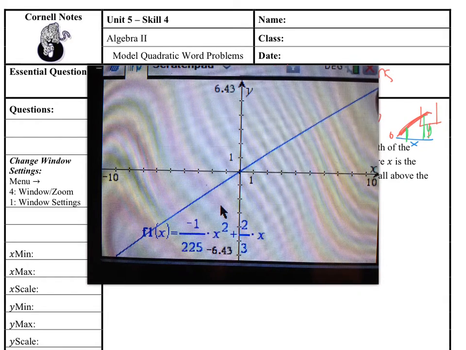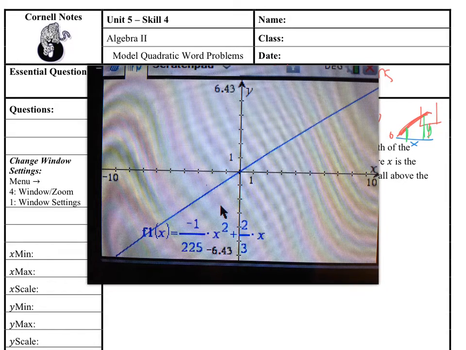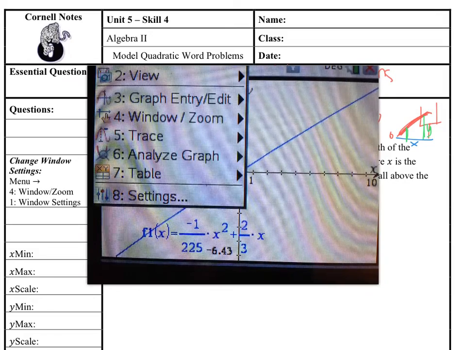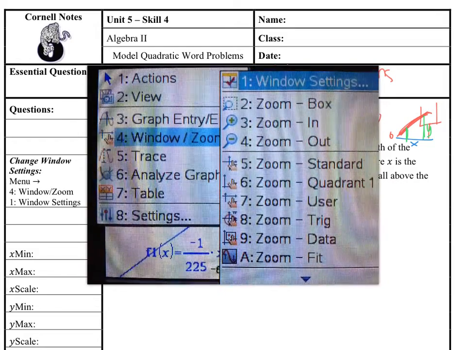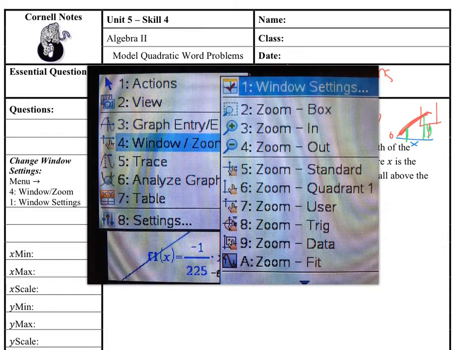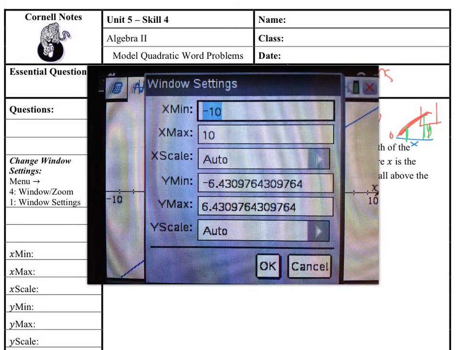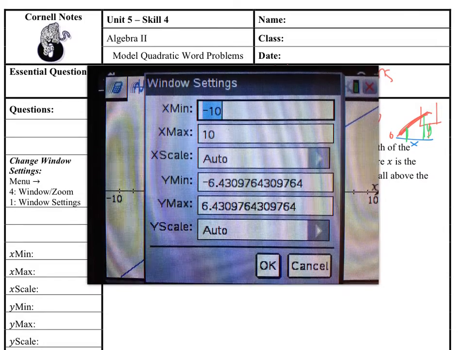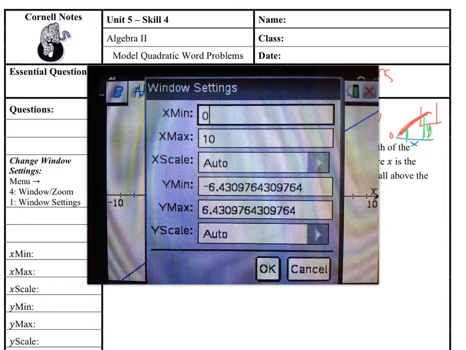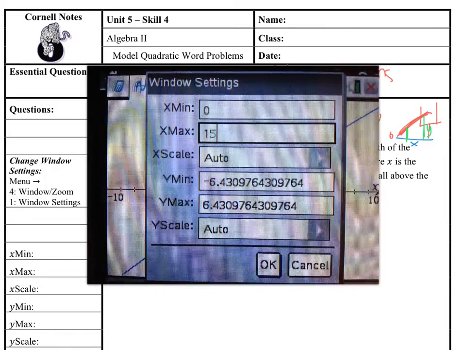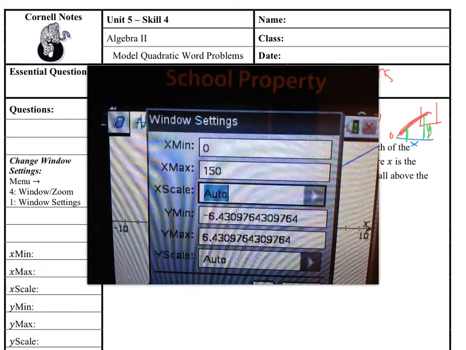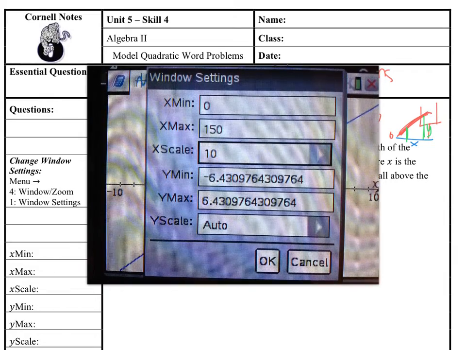and it looks like it's a straight line, but if I zoom out, so let's change our window settings to be the same as one another. So I'm going to hit menu 4, and then I want to do my own window settings. I don't want to just zoom out. I just want to find my own settings. I know that I don't care about the ball if it's a negative distance, meaning the ball's going behind me. So my min is going to be 0 for the x. My max, maybe say we kick it 150 feet horizontally. The scale, let's change it to 10, counting by tens.